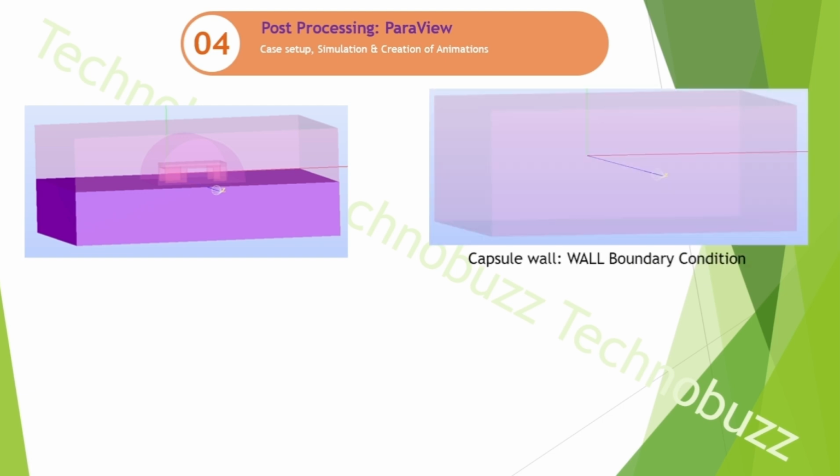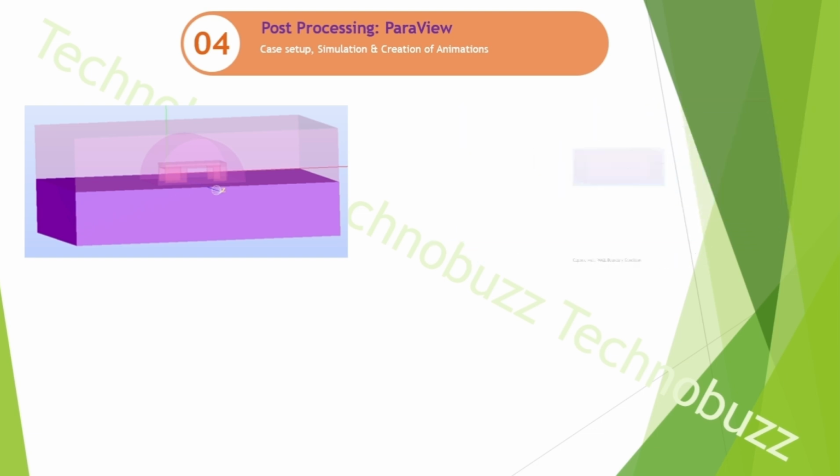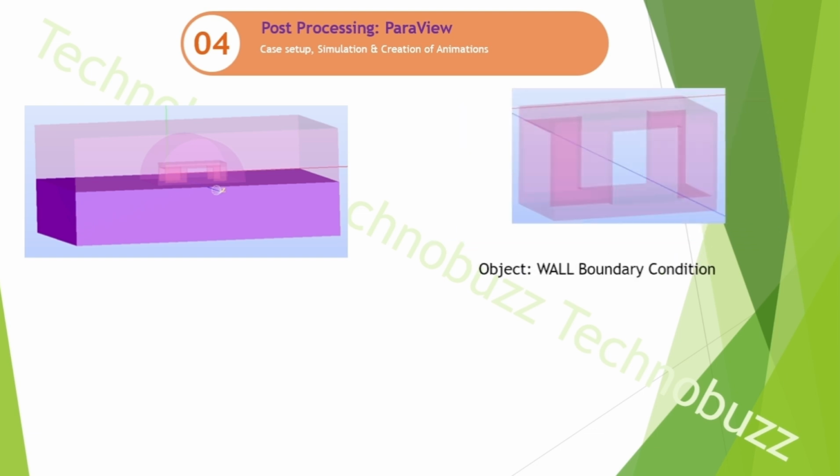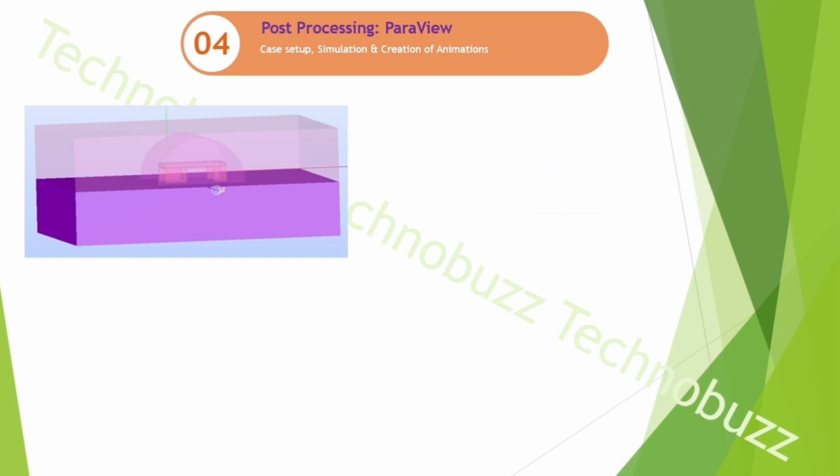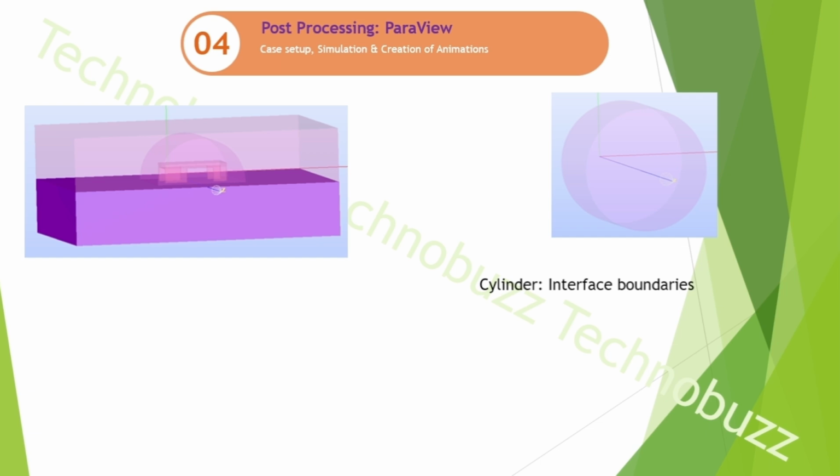This is the capsule outer wall where wall boundary condition is specified. Preferably moving wall boundary condition is specified. Then the object which is placed inside the capsule is considered to be a wall. So for this object also a moving wall boundary condition is specified. Further, as I have explained earlier, we have created a cylinder to create the interface boundaries which differentiates between the stationary and the rotating mesh.